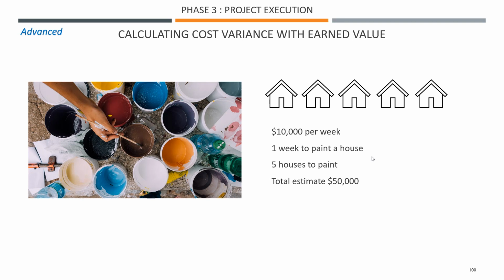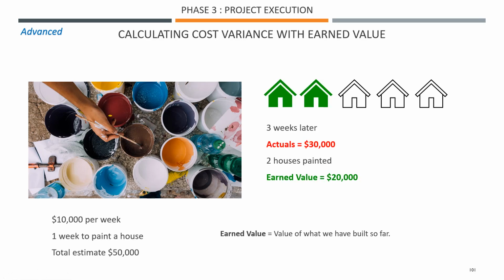So what's important here is that's an estimate, 1 week to paint a house. He or she tells you, well, it takes me 1 week to paint a house and there's 5 houses to paint, so your estimate would be 50,000. It seems quite straightforward. Now you come back 3 weeks later and your actual is 30,000 because you are paying this company 10,000 per week. So after 3 weeks, you have spent 30,000.